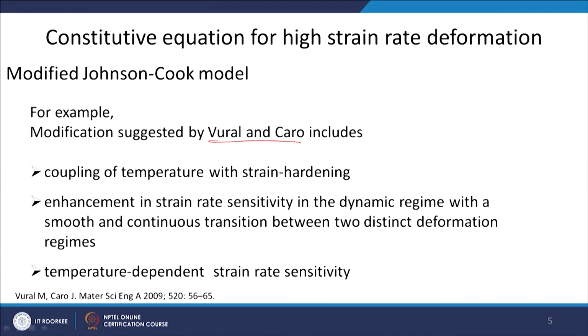Okay. One of the models I am just discussing here was proposed by these two gentlemen, Ural and Caro. This is the reference for that. They have modified this Johnson-Cook model. They have suggested some modification. So, they have coupled temperature with strain hardening. They proposed that the temperature and the strain hardening should be coupled, because when you increase the temperature there is always going to be an effect on the strain hardening exponent. Okay. So, these are not independent.